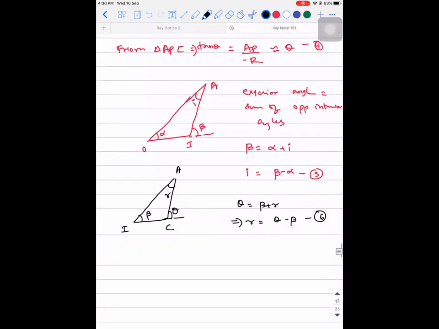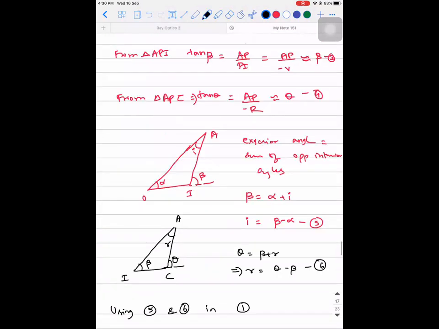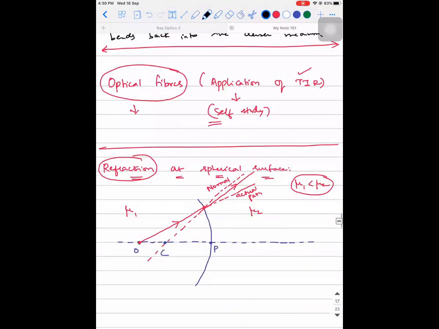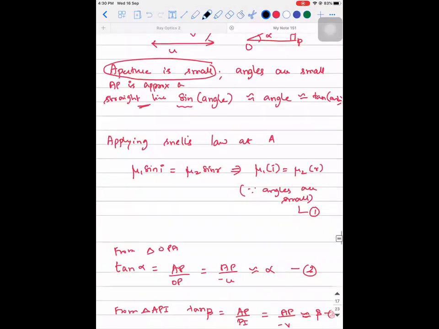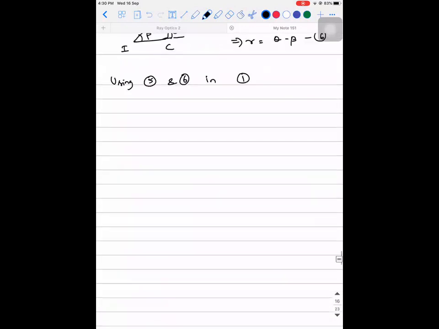So is there any doubt in this? No, sir. Okay. Now what we are going to do is use 5 and 6 in equation number 1. The first equation is mu1 into i is equal to mu2 into r.